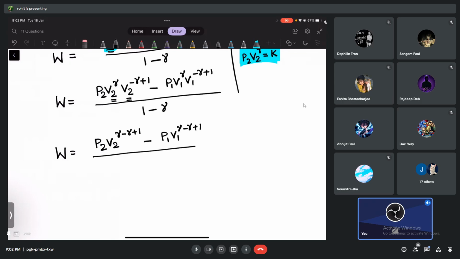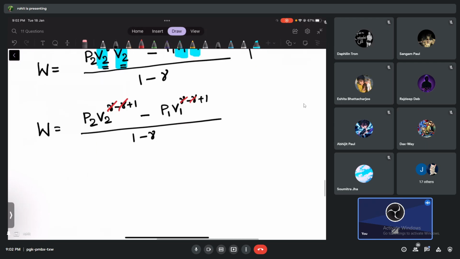I think you are clear, right? The bases are same, powers are added, no? This base and this base are same, this base and this base are same, so whatever powers they have, just add them. So that's what I've done. I've added the powers, and obviously gamma cancels, this one cancels. So we have a very simplified formula.